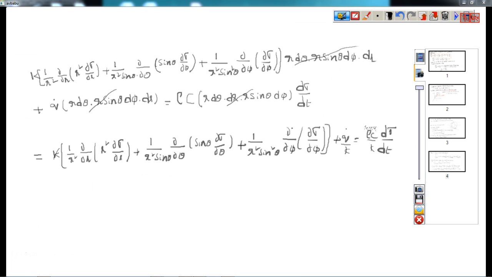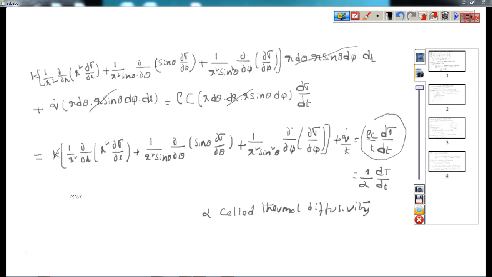And this equation can be written as 1 by alpha into dt by dt. This alpha is called thermal diffusivity. Okay, right. Now, only this equation I'll try to explain to you once again.